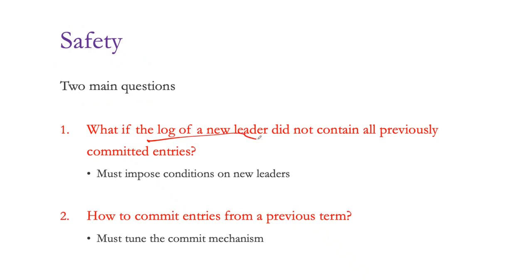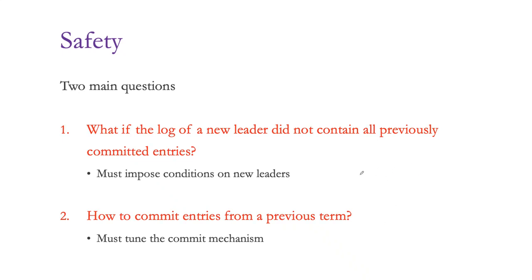What if the log of a new leader did not contain all previous committed entries? Then it must impose conditions on the new leader: if your log entries are not up to date, a server with the updated log entries can replace you, and from there you start doing replication. And how do we commit entries from the previous term? That is based on your previous index and the previous term, right?